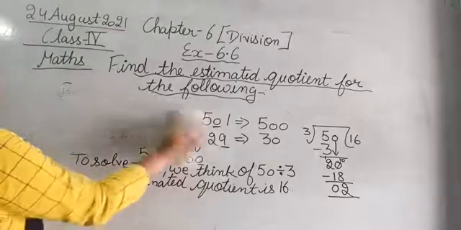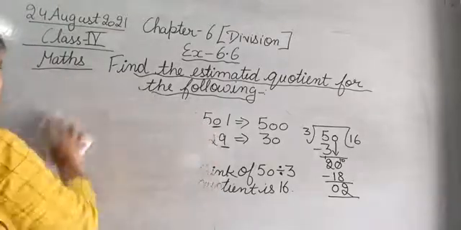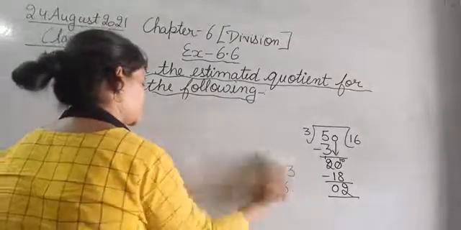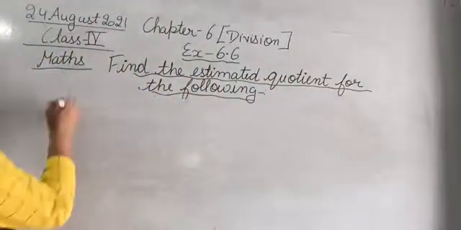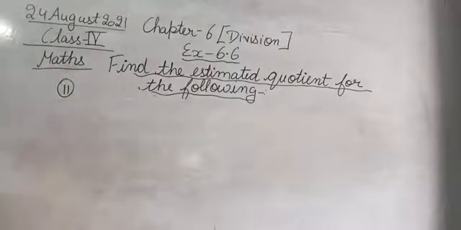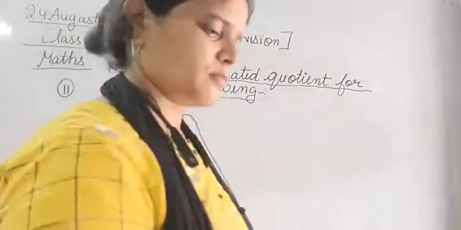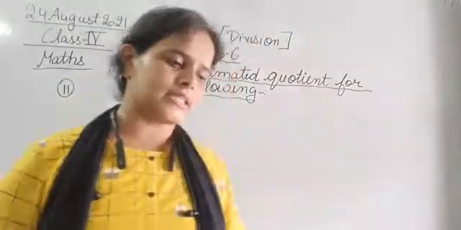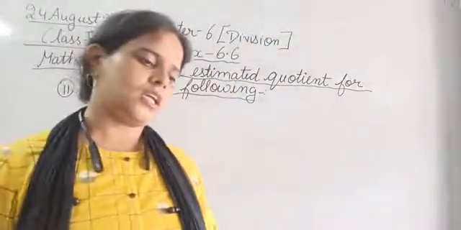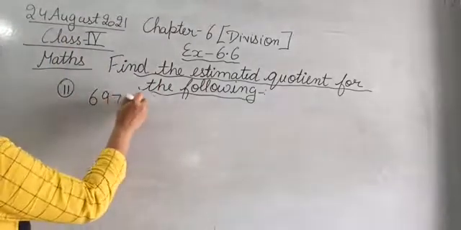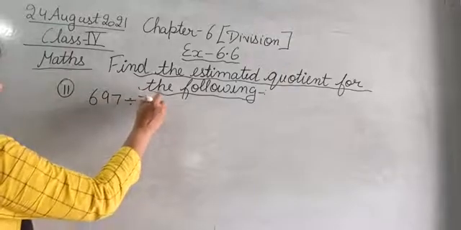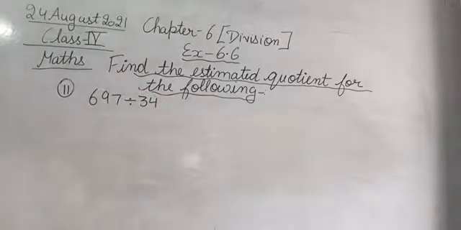Again, moving next to question number 11. So now we will move to the next question. The question is 697 divided by 34. Again, first of all, we will round off.